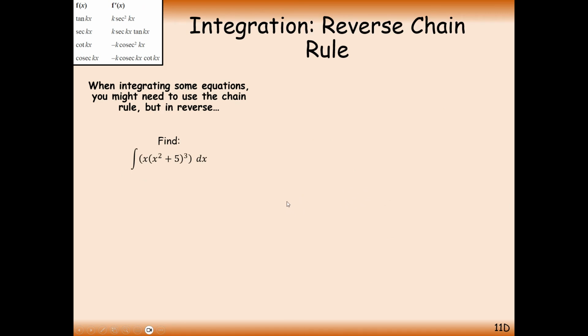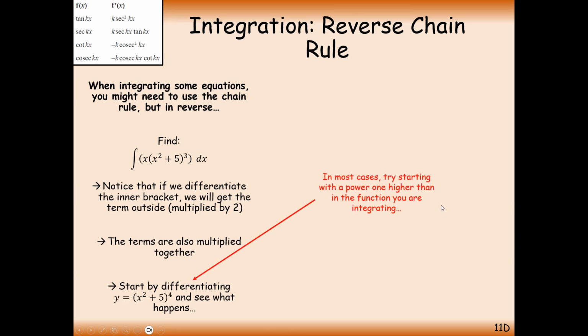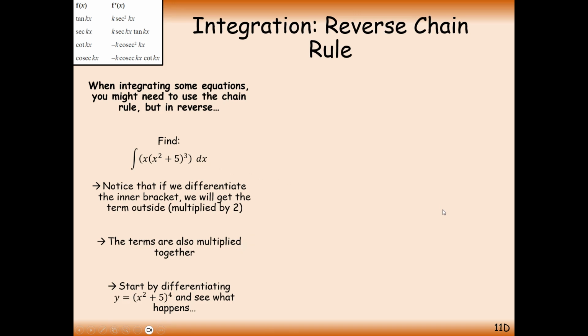We have x squared plus 5 all in a bracket raised to the power 3 and the x outside the bracket of cube. Notice that x in the front is not raised to the power 3. If you work backwards and think, what if I have a guess at the answer being x squared plus 5 raised to the power of 4? What if I start with differentiating x squared plus 5 raised to the power of 4?